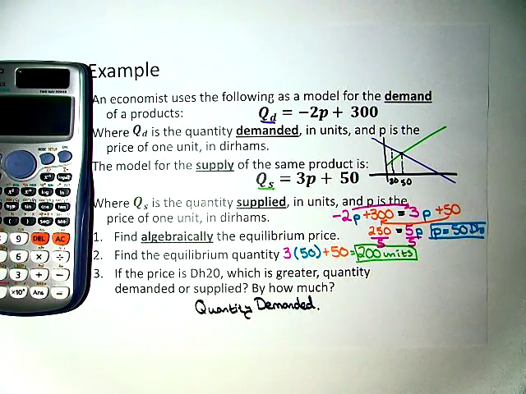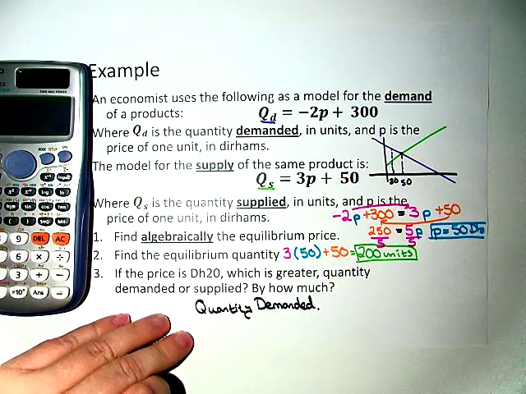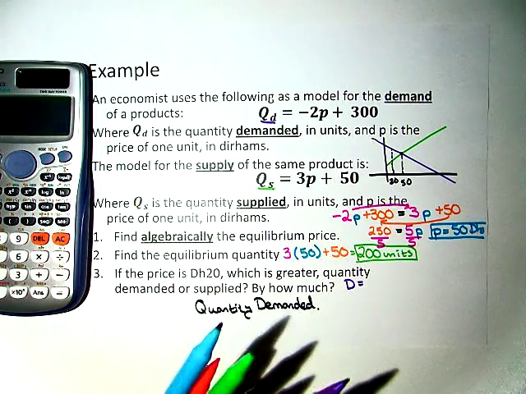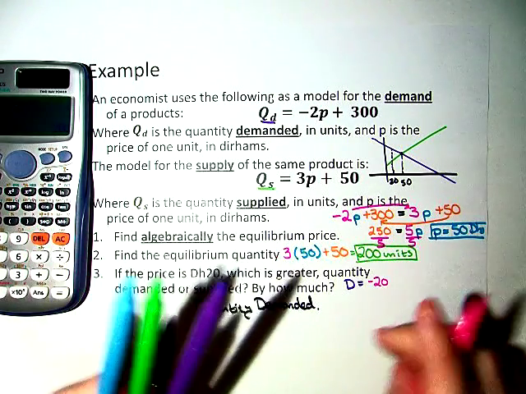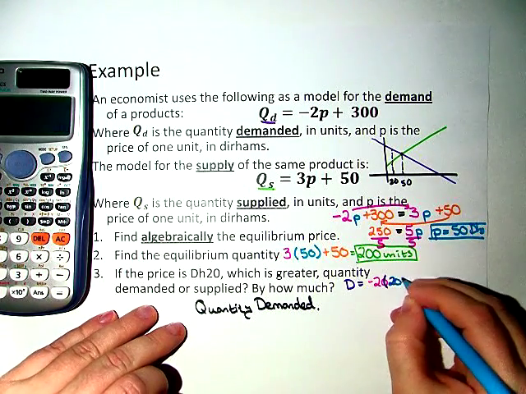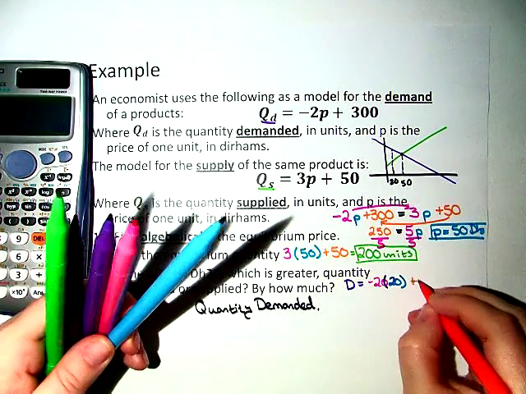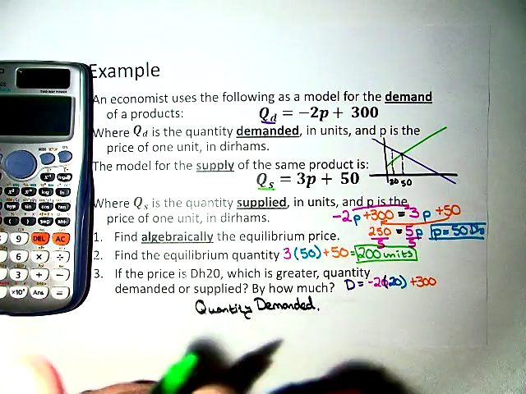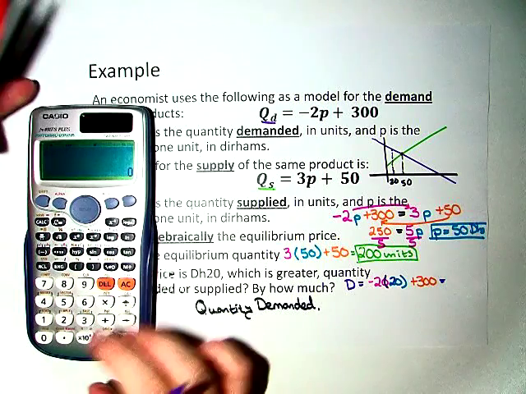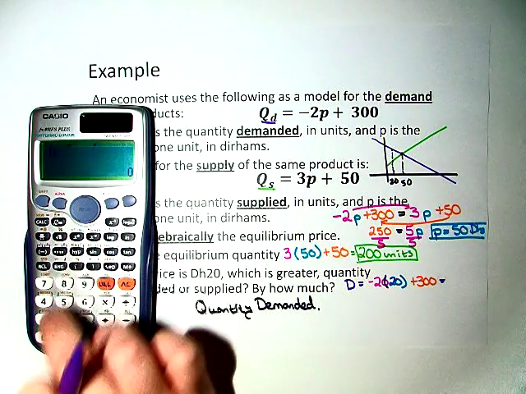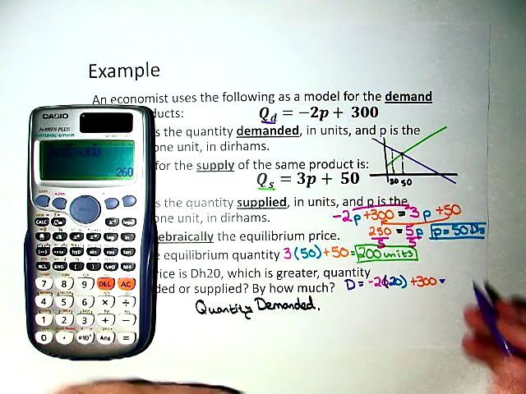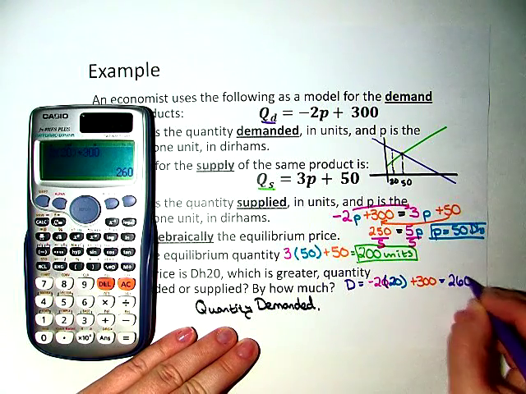So we will do the quantity demanded equation first. So we have QD equals negative 2, my apologies, multiplied by 20 plus 300. So that means that my demand, if I put this in the calculator correctly, is negative 2 times 20 plus 300. So I get that the quantity demanded is 260.